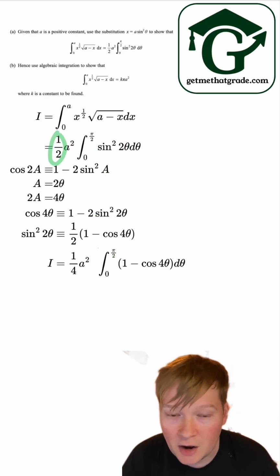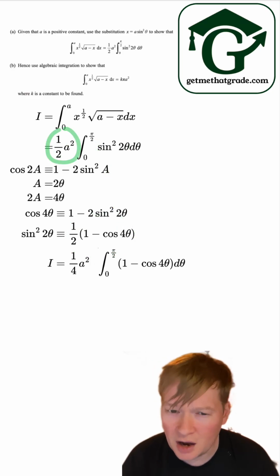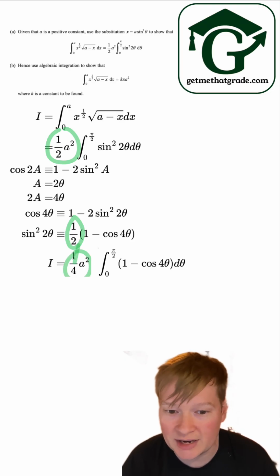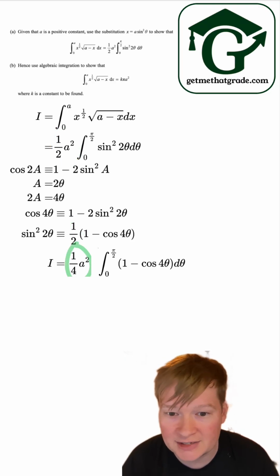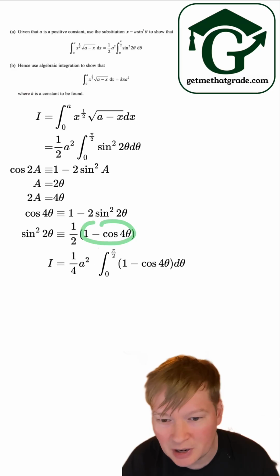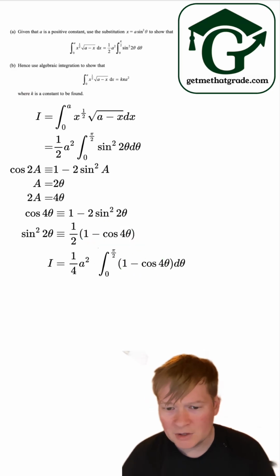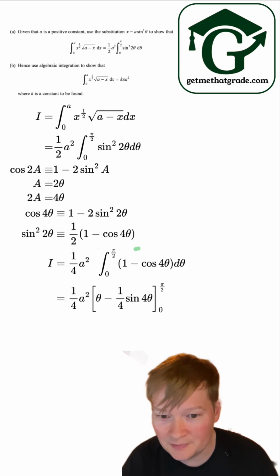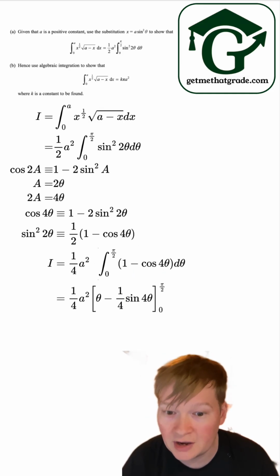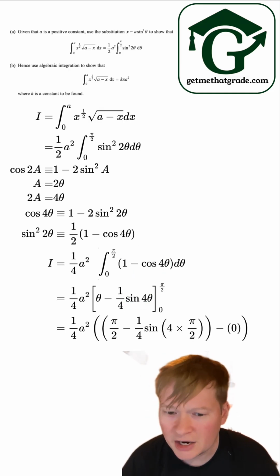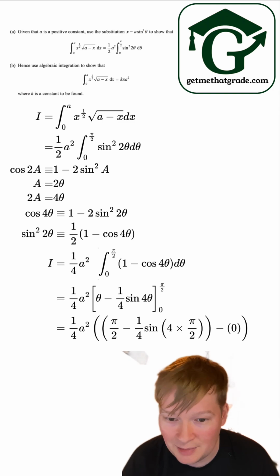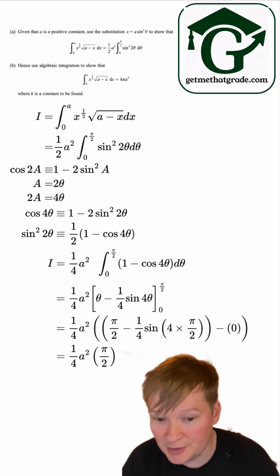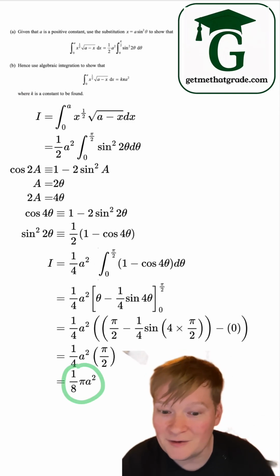Notice that I've got a half a squared on the outside. A half a squared multiplied by a half gives me a quarter a squared. So that's what I've put on the outside. And on the inside, I've just put this part inside here. So I'm now in a position that I can integrate. One integrates to theta, and this part integrates to a quarter of sine 4 theta. I just now need to substitute in my limits and simplify, and I end up with the final answer.